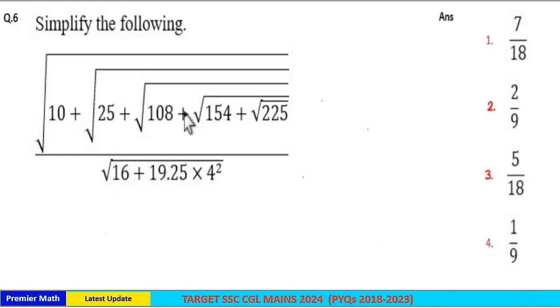Simplify the following. First solve the numerator. Here, for that, take the innermost term first, which is root 225. Root 225 is equal to 15. 154 plus 15 is 169. So root 169 is equal to 13. 108 plus 13 is 121. So root 121 is equal to 11.